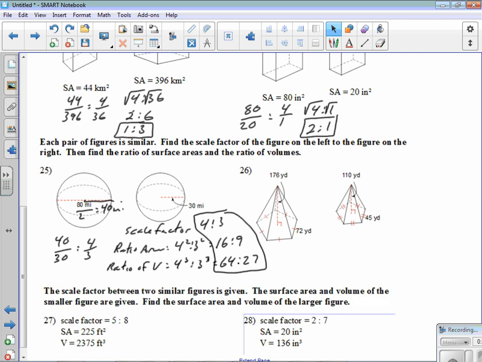All right, so then next one there, they gave us a couple of measures we can use. I'm going to use the smaller numbers just because that's usually easier to deal with. So left one to the right is 72 over 45. Both of those numbers divide by 9, which is going to give us 8 to 5. So the scale factor is 8 to 9.